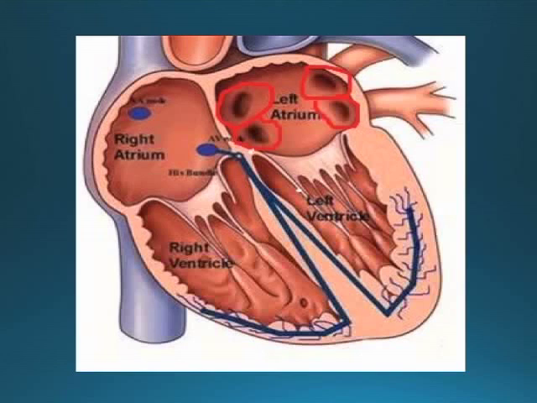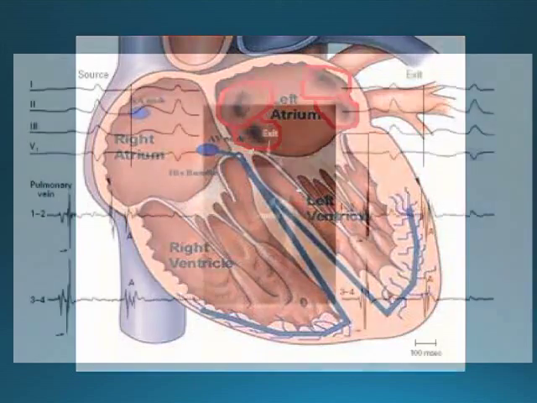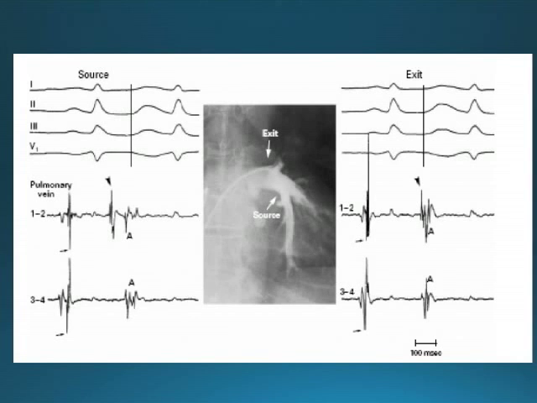So what we are doing in ablation of paroxysmal atrial fibrillation is isolation of the arrhythmogenic substrate, electrical isolation of the arrhythmogenic focus. This is just to show you one of the pulmonary veins and one of the procedures done. Pulmonary veins, that's how it looks.